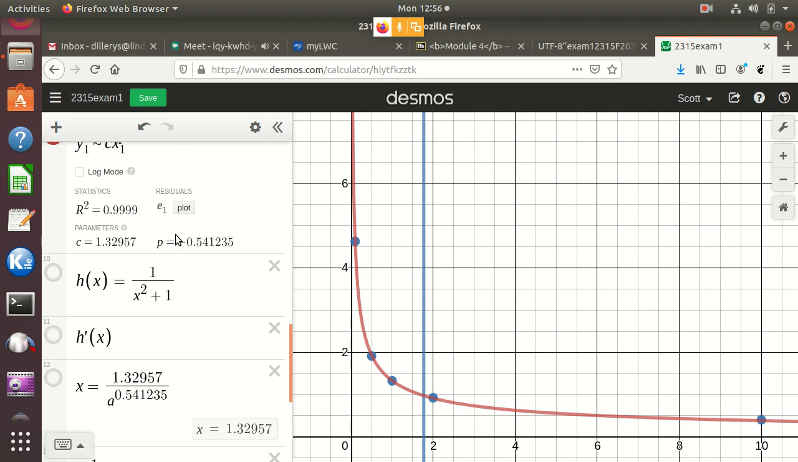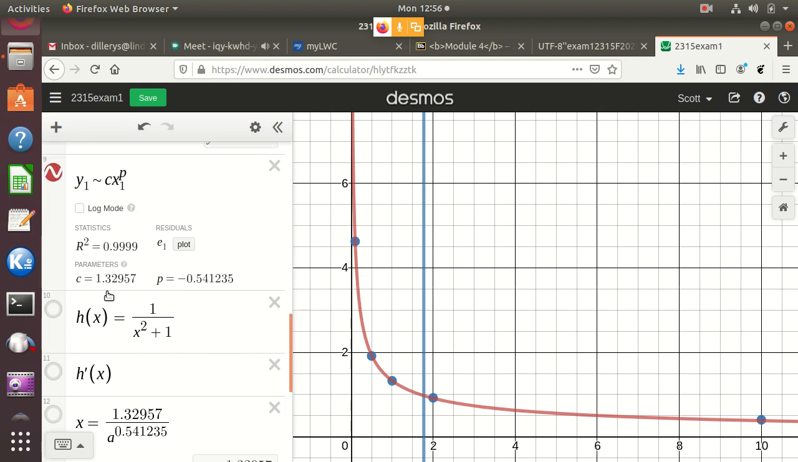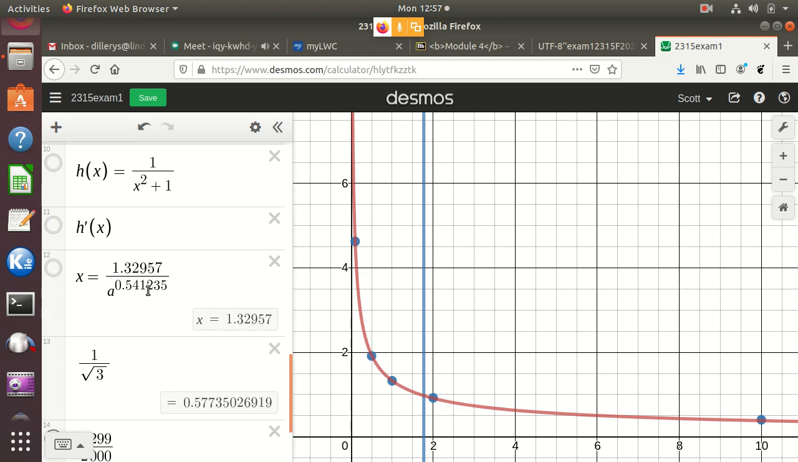And so it looks like the way it behaves is a lot like this power function where C is 1.32957. Now, that's not a surprise, that 1.32, because this is really C A to the P, and when A was 1, where that would be the x1, you got 1.329757. And so I thought, well, okay, I'll just try that and see how it does.